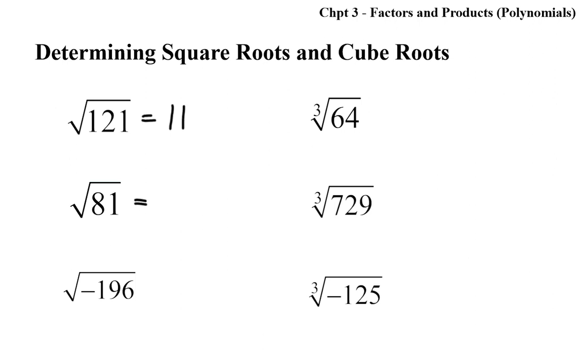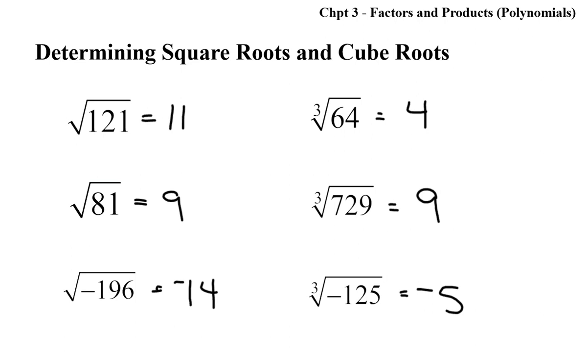11, 9, negative 14, 4, cube root of 729. Now we're getting trickier. 9, cube root of negative 125, negative 5. At this point, I'm really hoping several of you have stopped and said, wait a second, this goes against what you just said, Mr. McDonald.